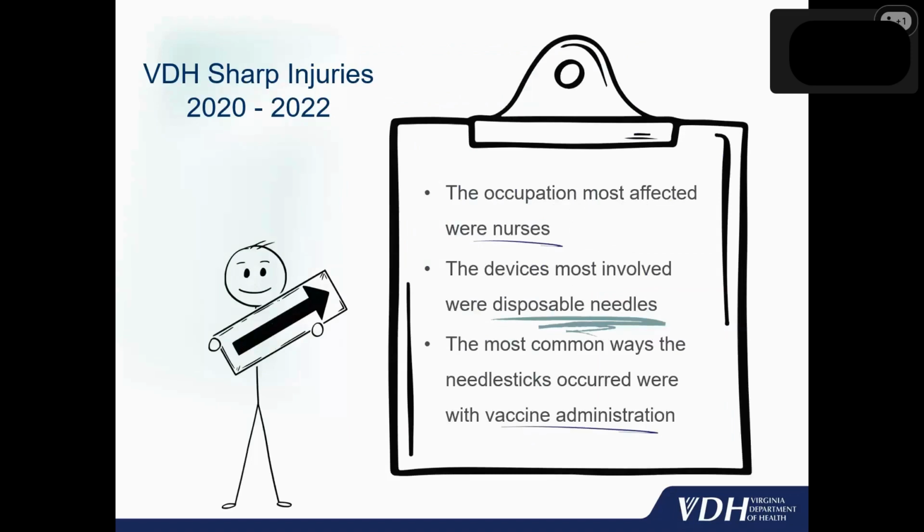VDH sharp injuries in 2020 through 2022. Over the 3-year period, most needle stick injuries at VDH occurred among nurses. The most commonly involved device was a disposable needle, often during vaccine administration. The data aligns with national trends, indicating areas for improvement in preventing needle stick injuries. The positive trend of declining needle stick injuries is encouraging, suggesting potential improvements in safety practices.